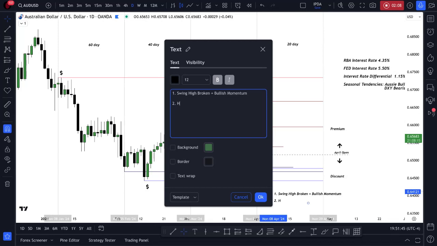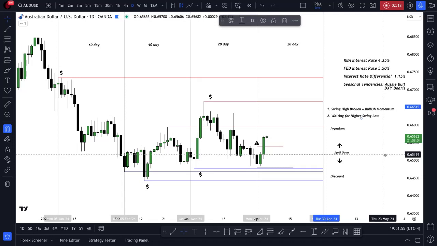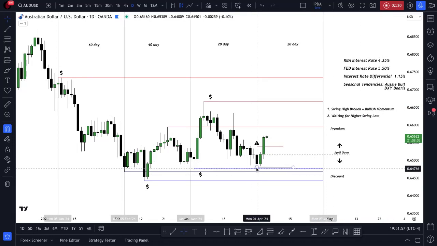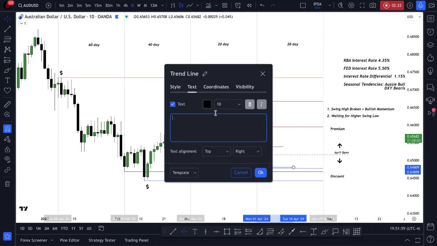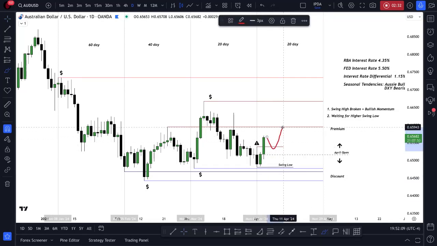What we're going to be waiting for is what? Waiting for a higher swing low to go long. Now, which one is it going to be higher than? It's going to be the one that it just recently formed. So this is a swing low formation, right? So we just write this out. Swing low. We just broke a swing high. So we need the next swing low to form higher, to continue trending higher.